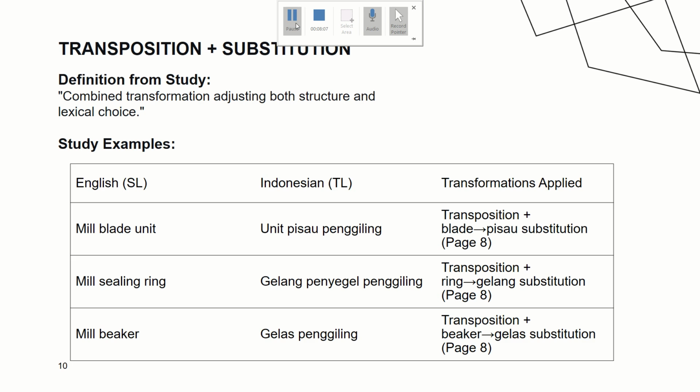Another combined type, adjusting both structure and lexical choice. Example, mill plate unit becomes unit piringan penggiling. Transposition plus substitution of plate with piringan. Mill sealing ring becomes cincin penyegel penggiling.